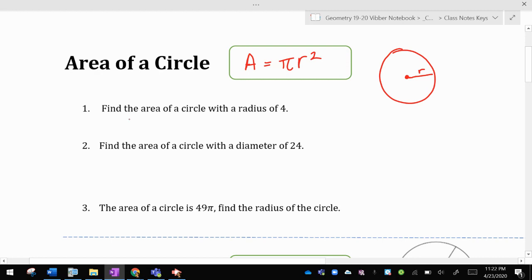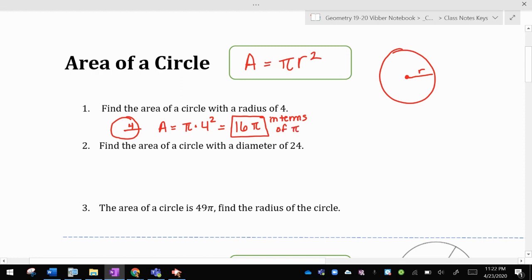Easy peasy. So if I want the area of a circle with a radius of 4, the area is just going to be pi times 4 squared. And even though we write it with the pi first in the formula, we usually put the number first when we're done, and that area would be 16 pi square units. Now, that's one way to leave your answer. This is your answer in terms of pi.